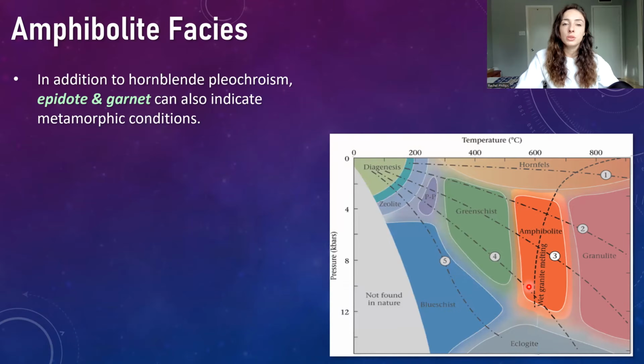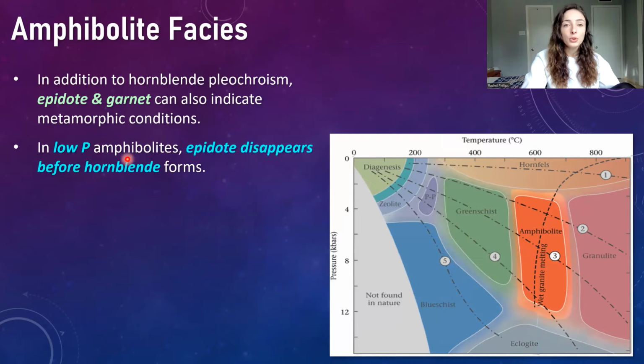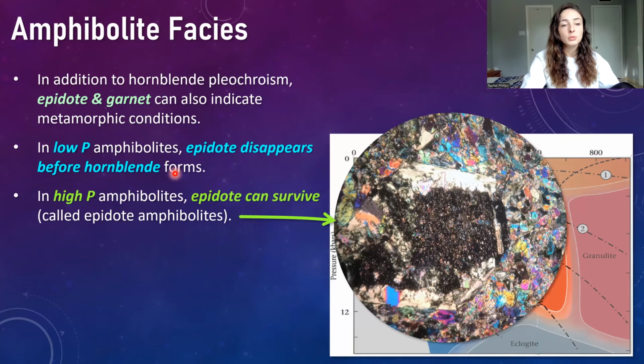But in addition to hornblende pleochroism, or color under plain polarized light, epidote and garnet also can indicate metamorphic conditions. For example, in low pressure amphibolites, epidote disappears before hornblende forms, whereas in high pressure amphibolites, epidote can survive with the hornblende, and these are called epidote amphibolites.